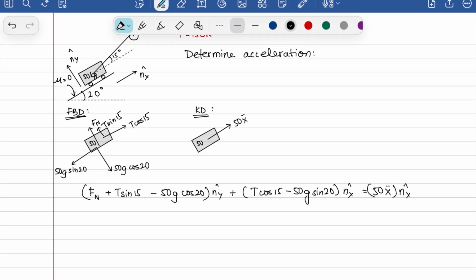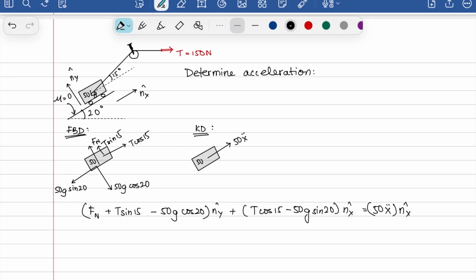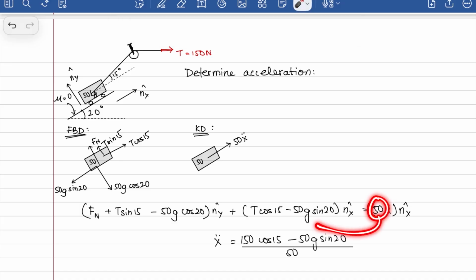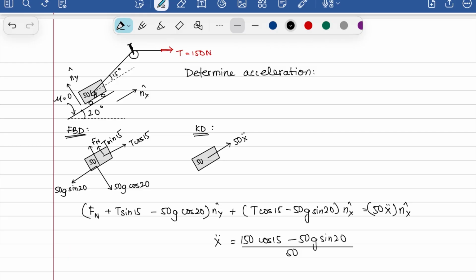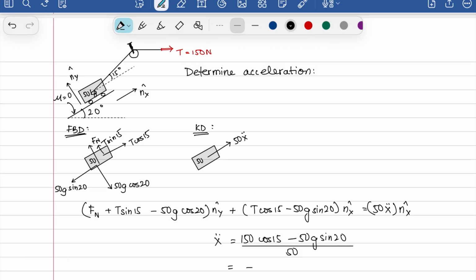How is that? That's using a dot product of n x hat. You get then that T cos 15, wherein T is given to you as 150. So 150 cos 15 minus 50g sine 20, whole divided by 50, is equal to x double dot. So all I did is I moved this to the denominator and I substituted T is equal to 150. From this, I get x double dot is equal to minus 0.457 meters per second square.